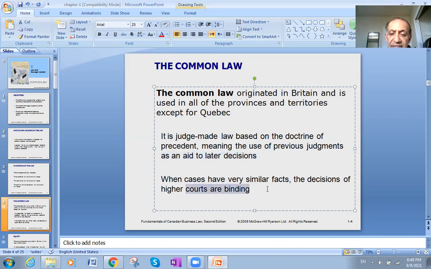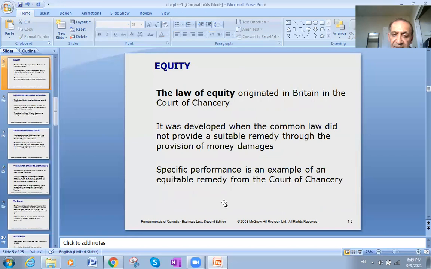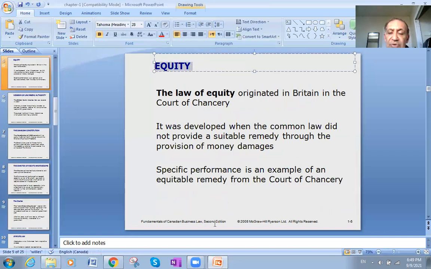When cases have very similar facts, the decisions of higher courts are binding. That's fine. When cases have similar facts, the decisions of higher courts are binding there. That's fine.